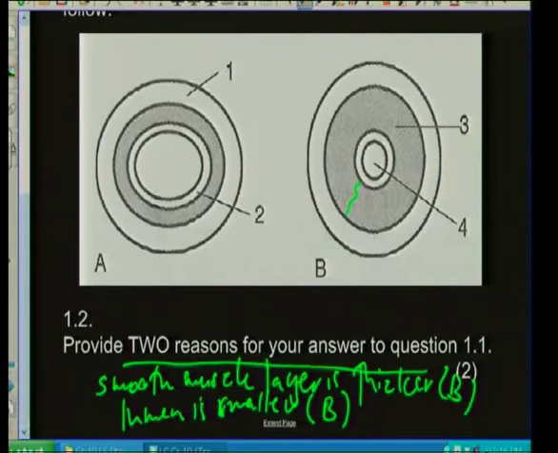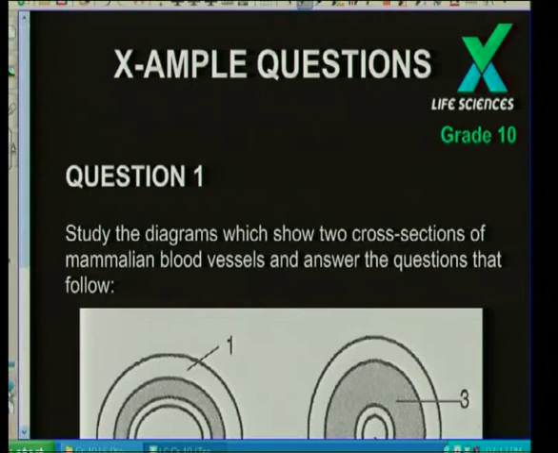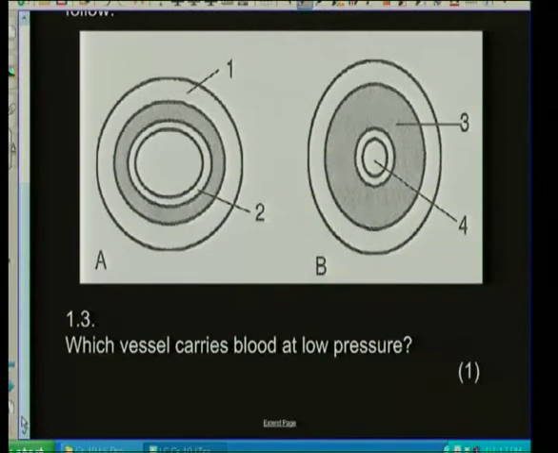So because the smooth muscle layer is thicker in B, and because the lumen is smaller or narrower, we say that this would be the wall of an artery, and A would be the wall of a vein. So that would be artery, and that would be vein on the side. Good. Still with the same question. Which blood vessel from these two carries blood at low pressure? Obviously, it would be A. The vein carries blood at low pressure.